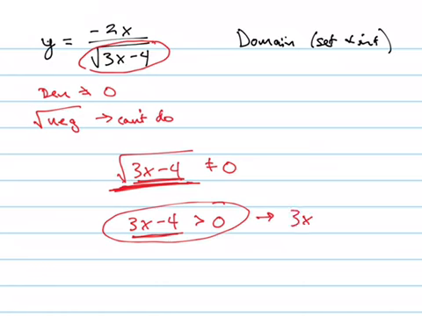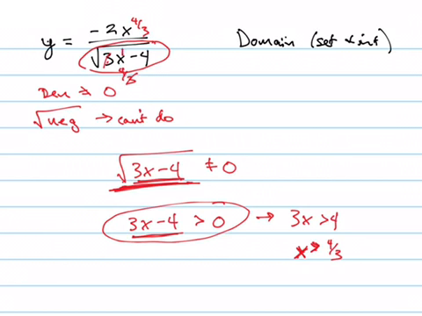3x is greater than 4, and x is greater than 4/3. And you can check it just to make sure. Plug in 4/3 in here, 4/3 here, and 4/3 here. It doesn't really matter what's on top, because on the bottom, those 3's are going to cancel. You're going to get 4 minus 4, and the square root of 4 minus 4 is 0, and you can't divide by 0.